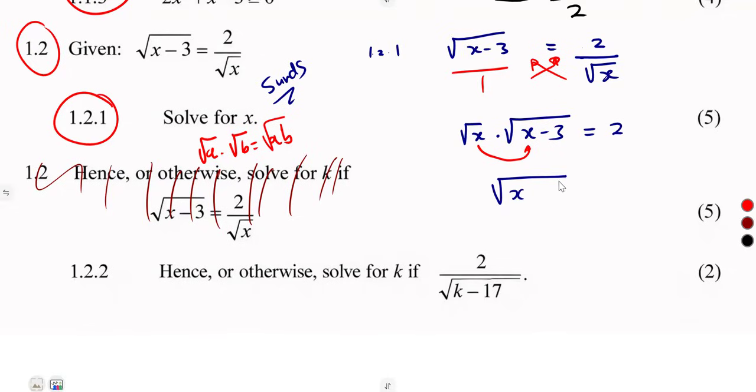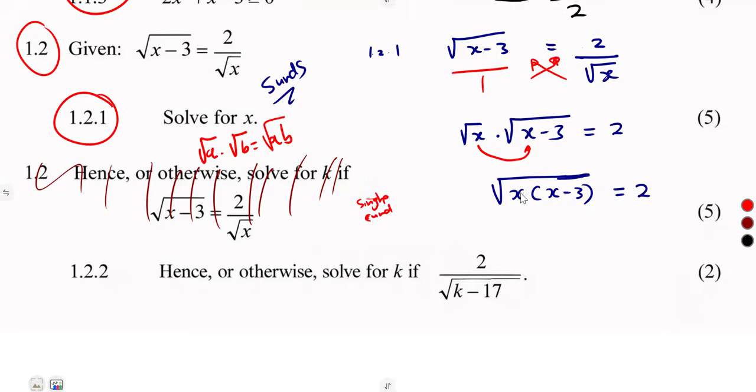So it's going to be x multiplying what? X minus 3. X multiplying this x minus 3. All right, so this is equal to what? This is equal to 2. So what we can see here is that we have a single surd on one side of the equation.